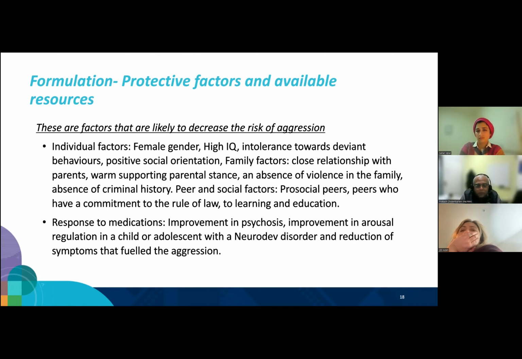Some of the individual protective factors would be: generally girls are less likely to engage in conduct behavior compared to boys. High IQ, a sense of intolerance towards deviant behaviors. Positive, pro-social peer relationships, and warm supporting parents, an absence of violence in the family, close relationships with the parents and other significant adults. If they have psychosis, then good response to medication, improvement in arousal regulation in a child with neurodevelopmental disorder, whether that is through the use of medication or cognitive behavior therapy. All those factors are positive factors.